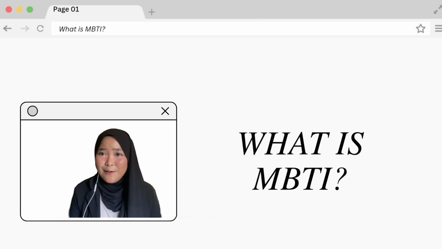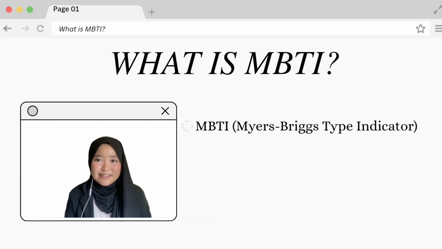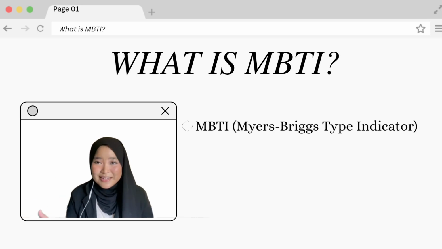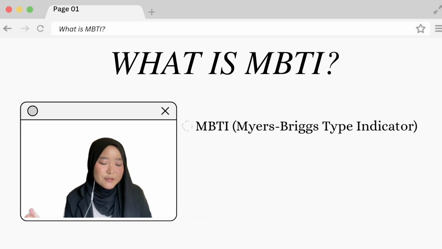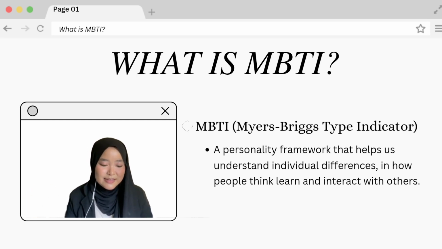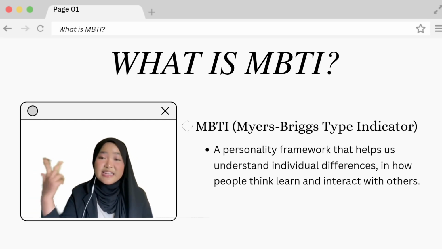Today I will be presenting my MBTI personality type. So, what is MBTI? MBTI actually stands for Myers-Briggs Type Indicator, shortened to MBTI for easier pronunciation. MBTI is a personality framework that helps us understand how others think, learn, and interact with each other.